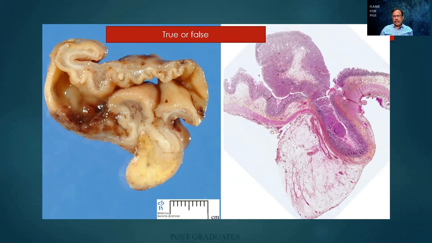Putting it the other way around, if you are going to have a case of a peptic ulcer, they will be asking you, what are the sites of peptic ulcers? Apart from the stomach and the duodenum, you people are supposed to mention conditions such as these, as well as the Zollinger-Ellison syndrome, and so on and so forth.